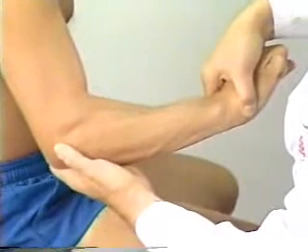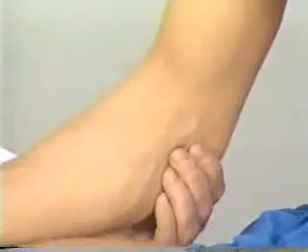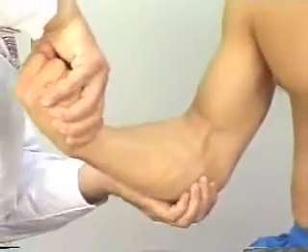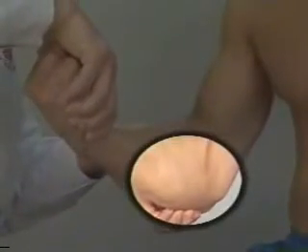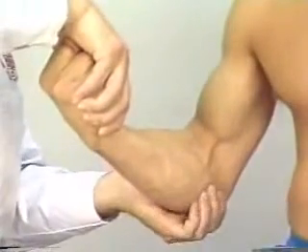Medial epicondylitis, or golfer's elbow. Less frequently, pain arises from the common flexor origin at the medial epicondyle. Having the patient flex the fist against resistance will produce pain in the proximal flexor region and the medial epicondyle. This condition is known as a golfer's elbow.